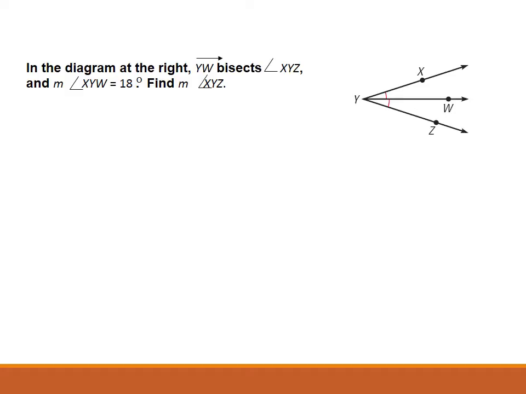Okay, well, let's look at this. If angle XYW is congruent to angle WYZ and angle XYW is 18, what do you think angle WYZ is? And then from angle addition postulate, can we find the larger angle? Try it on your own. Take a few moments. Stop the slide if you need to.